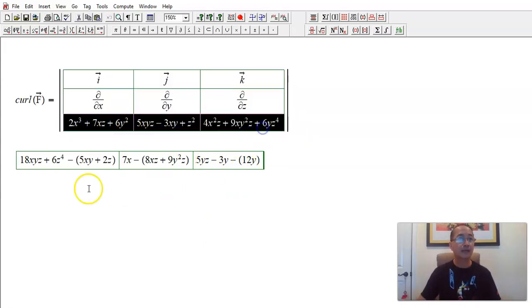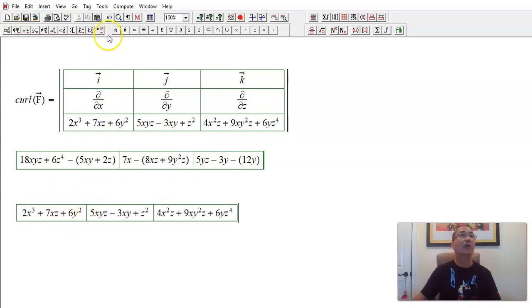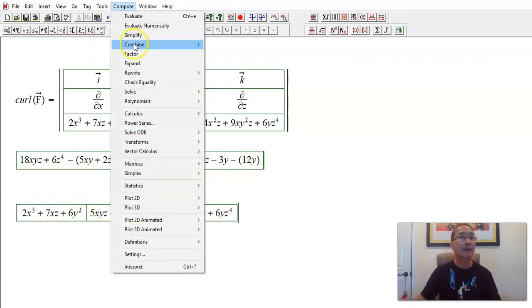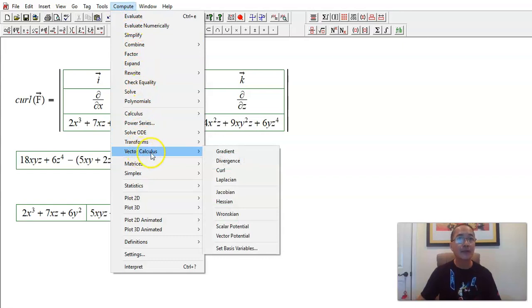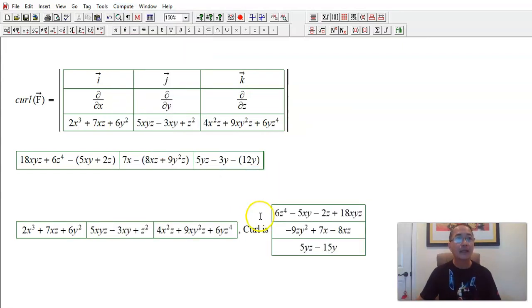So let us check. Oh, wise and all-knowing Scientific Notebook. Vector calculus curl. Let's see. 6z to the 4th minus 5xy minus 2z plus 18xyz. Excellent. 7x minus 8xz minus 9y squared. Yep. And then 5yz minus 15y. Yep, it does simplify. So those are our divergence and the curl.